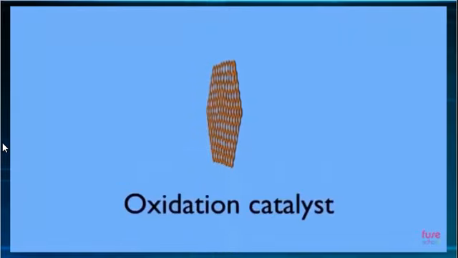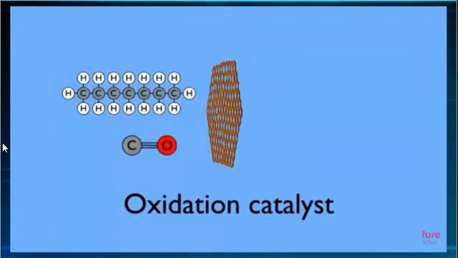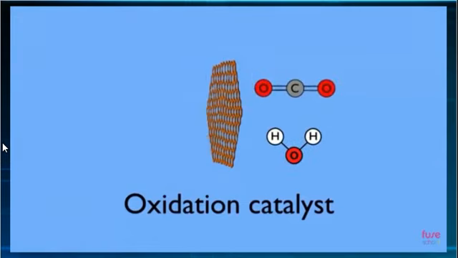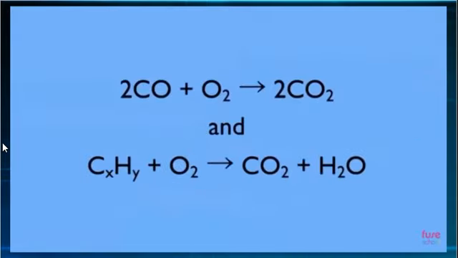The oxidation catalyst is the second stage of the catalytic converter. It oxidizes the unburned hydrocarbons and carbon monoxide by burning them over a platinum and palladium catalyst. The equation for this is shown here.